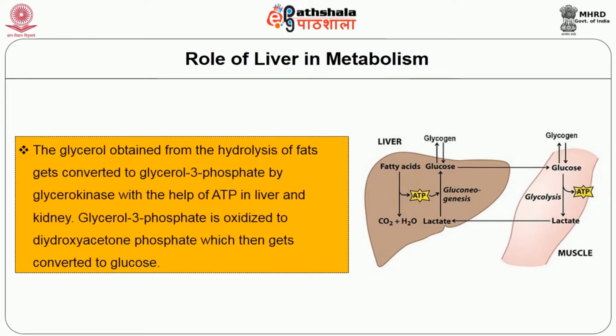The glycerol obtained from the hydrolysis of fat gets converted to glycerol 3-phosphate by glycerokinase with the help of ATP in the liver and kidney. Glycerol 3-phosphate is oxidized to dihydroxyacetone phosphate, which then gets converted to glucose.